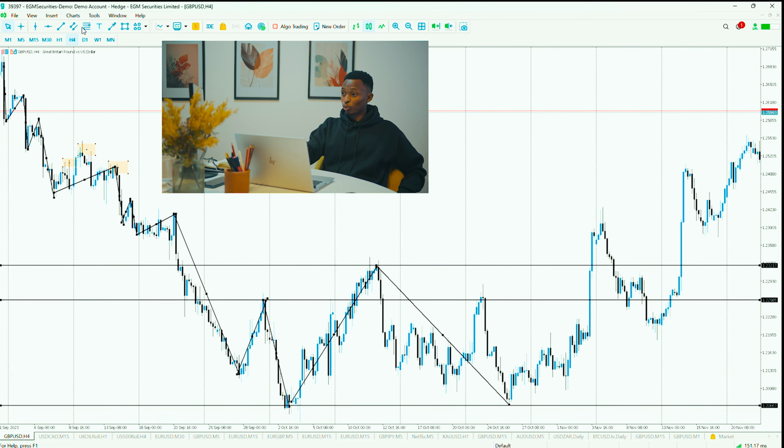And then finally, what happened is we had prices breaking this point over here. At this point, I can say the trend has changed. Why? Because the trend is potentially changing. Why? Because we formed a new high.